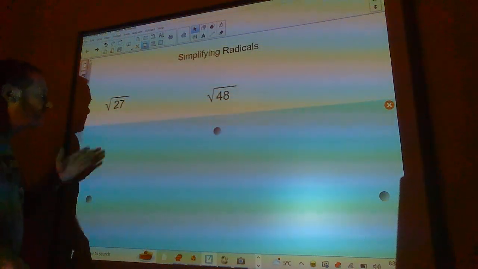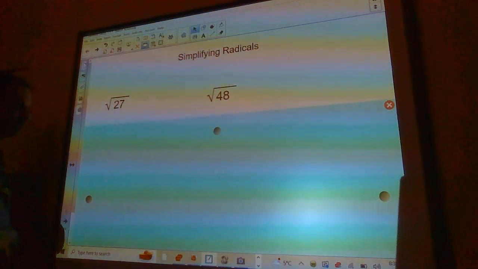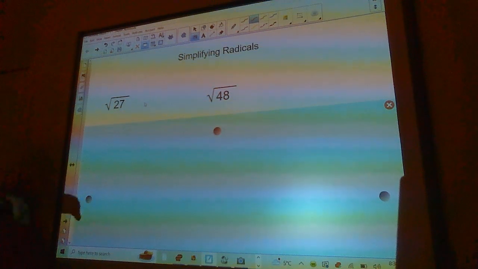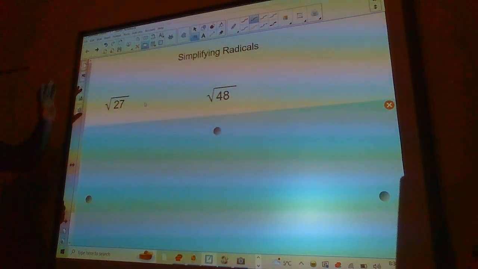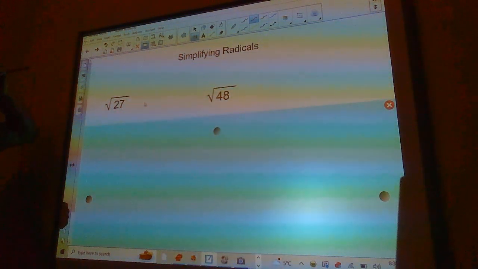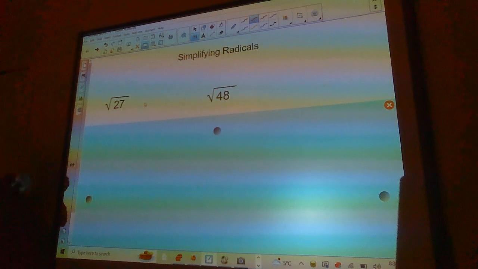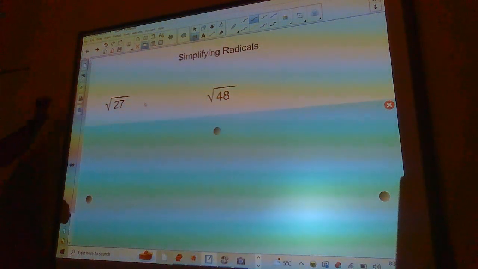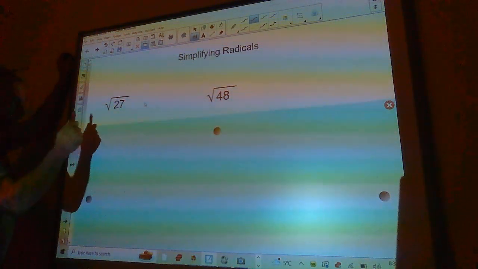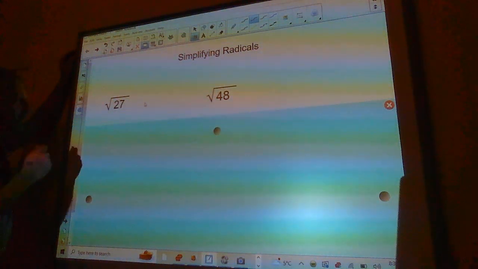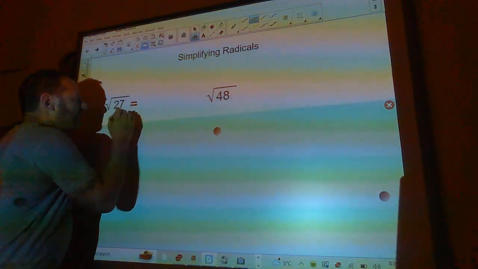So we've got here the square root of 27. You can probably guess that the answer to this is a little bit more than 5, but we want an exact value. So what we're going to do is look for the biggest perfect square that will divide evenly into 27. That's going to be 9.